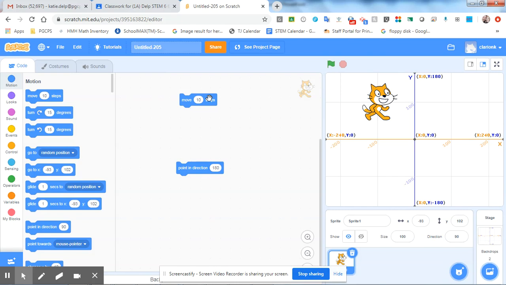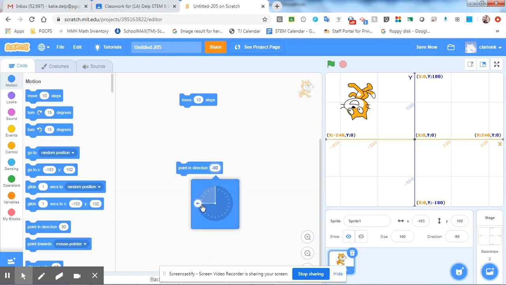Now, if he was pointing left, which I can show you, let's make the sprite point to the left. Okay, he's pointing to the left now. He's upside down, but we'll talk about that in a second. But he is pointing to the left. When I make him move 10 steps now, you'll see that he's actually moving to the left. So it's the same block, but what he does changes depending on which direction he's facing, right? Let me talk about this problem right here, because this is going to come up in your assignment too.